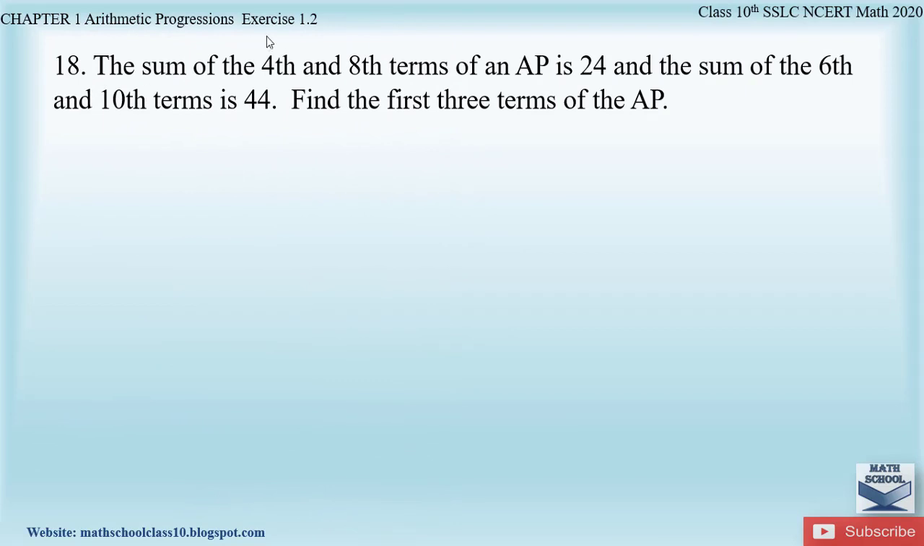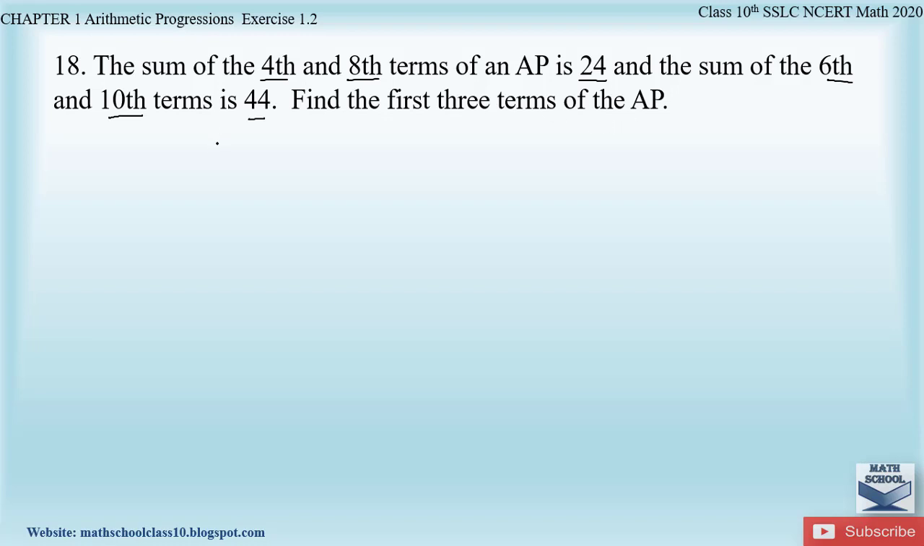So question number 18 from exercise 1.2 says the sum of the 4th and 8th terms of an AP is 24 and the sum of the 6th and the 10th terms is 44. Find the first 3 terms of the AP. They're telling us the sum of the 4th and 8th terms is 24 and the sum of the 6th and the 10th terms is 44. We have to find the first 3 terms of the AP.